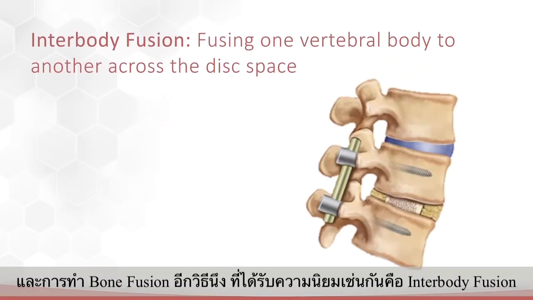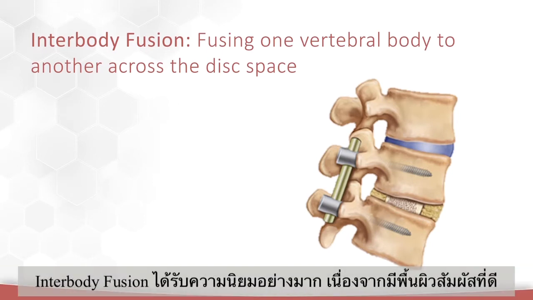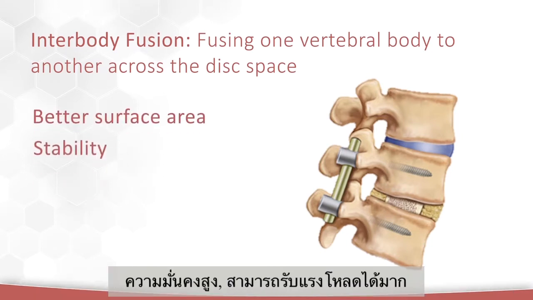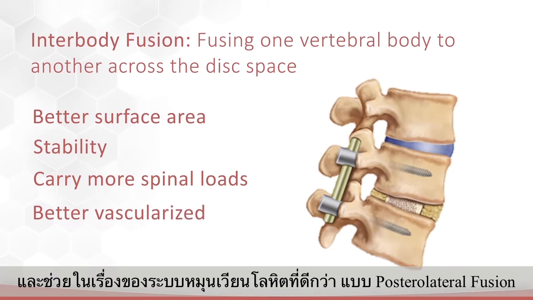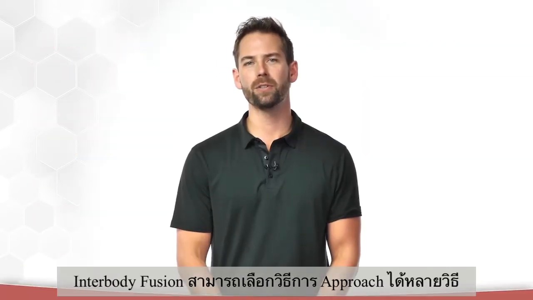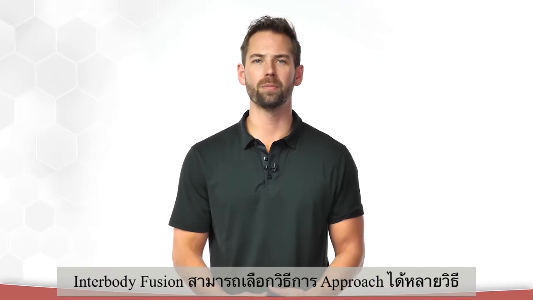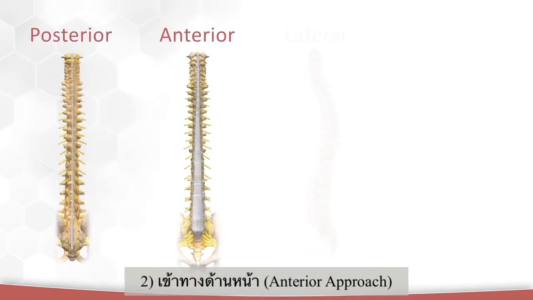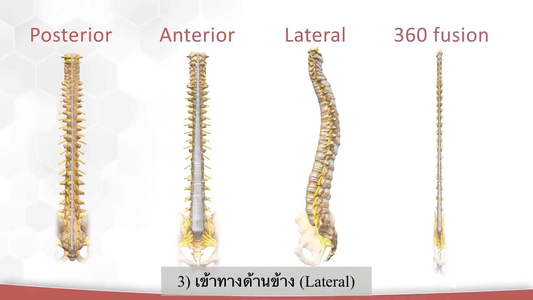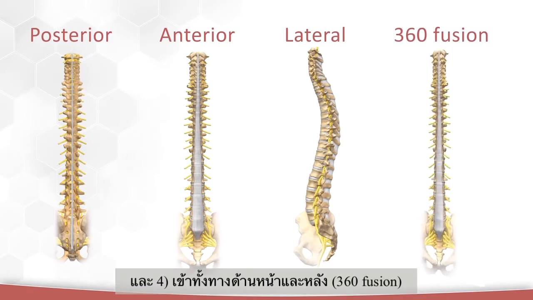One of the most common types of fusion procedures you will likely encounter is interbody fusion. Interbody fusions have become the standard because they provide better surface area, stability, carry more of the spinal loads, and are better vascularized than posterolateral areas. Interbody fusion procedures can be performed from different approach directions, including posterior, anterior, lateral, and from both the front and the back, commonly referred to as a 360 fusion.